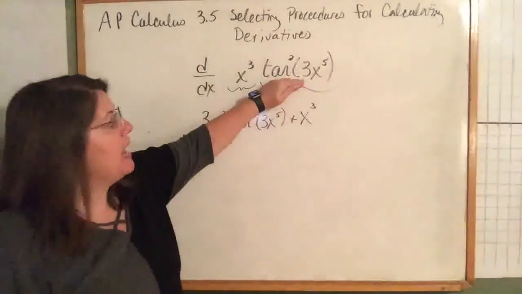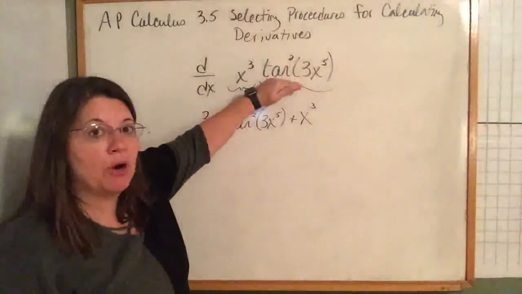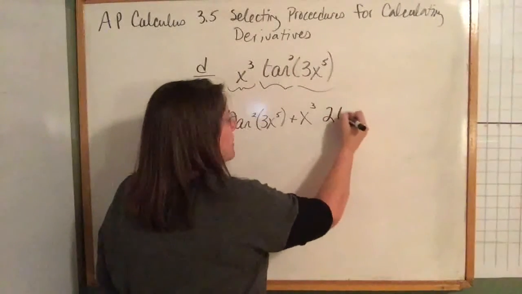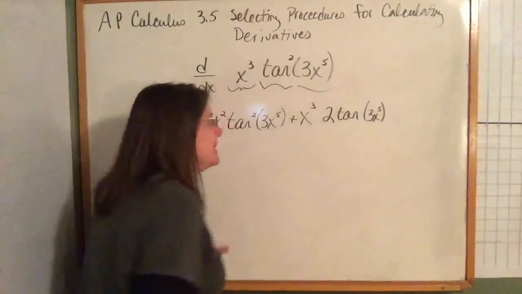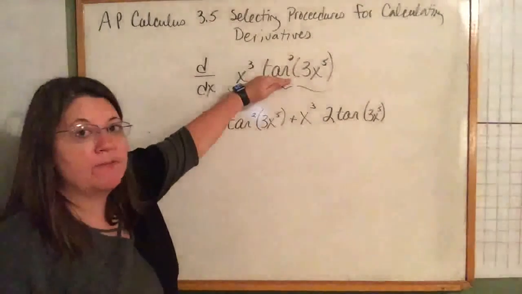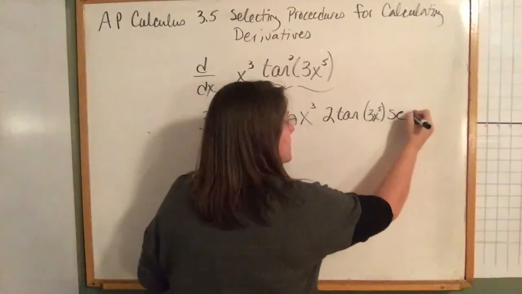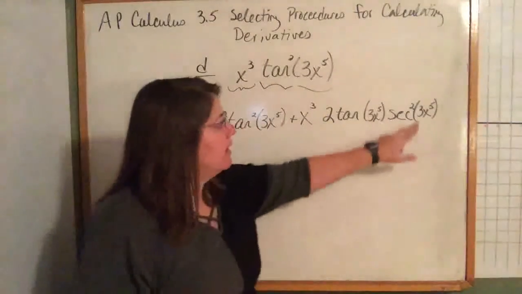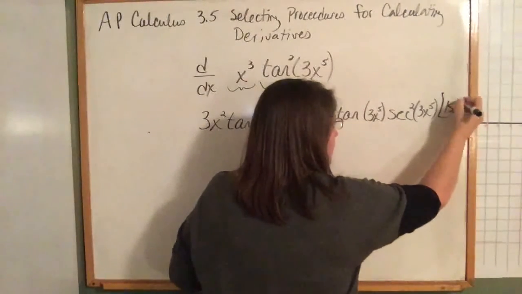We're going to add that to the original first times the derivative of the second, and that's where it gets a little complicated. We have to use the chain rule within the chain rule here. So first we have to take the derivative of the outside part, the tangent squared. To do that, we do 2 times tangent to the first of the angle part, 3x to the 5th. Then we take the derivative of tangent, 3x to the 5th. The derivative of tangent is secant squared. So we're going to multiply by a secant squared of the 3x to the 5th times the derivative of 3x to the 5th. So that would be times 15x to the 4th.